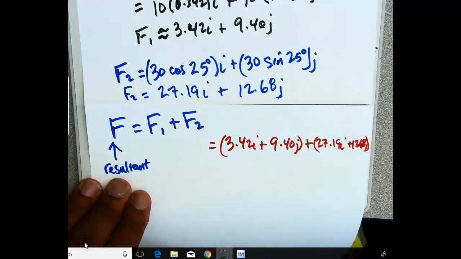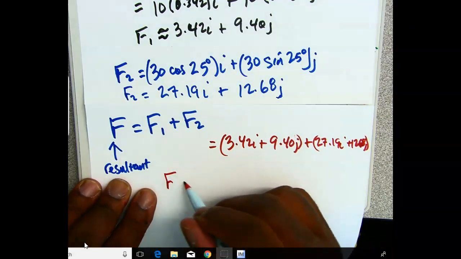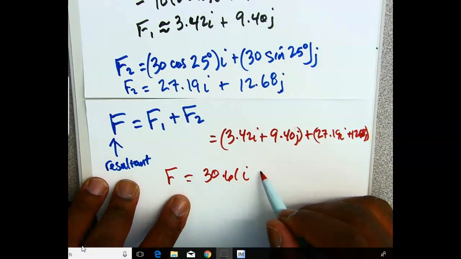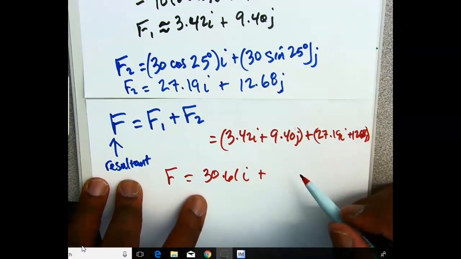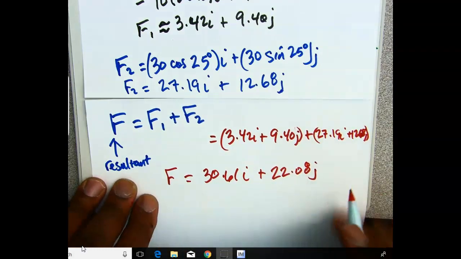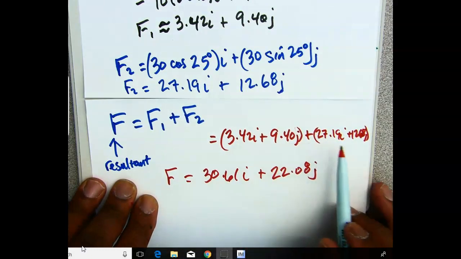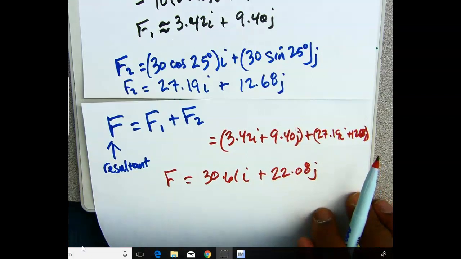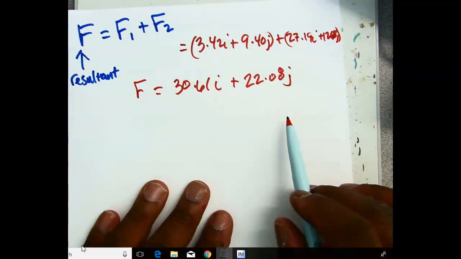Two days ago, we learned how to add vectors. So how do we add these two vectors? We add the like terms. So our resultant force is going to be 3.42i plus 27.19i, 9.40j plus 12.68j. For j, did anybody get 22.08? Now, we are actually not done. Almost. So this is our resultant force.